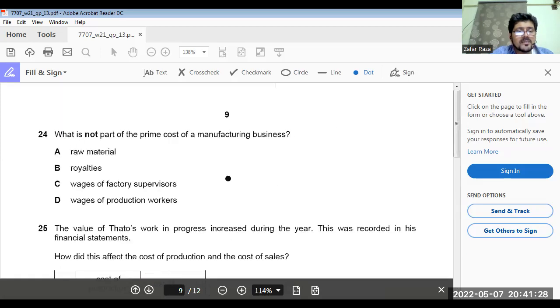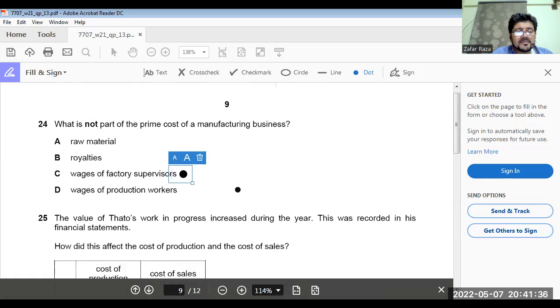Come to question 24. Which is not a prime cost of factory manufacture? Yes, supervisor salary. Very easy question.